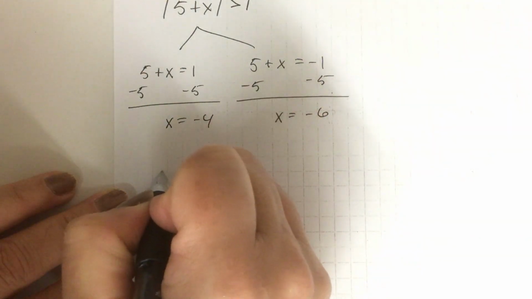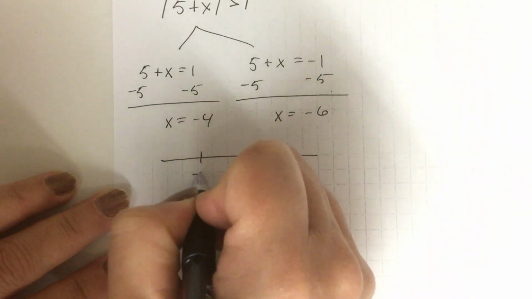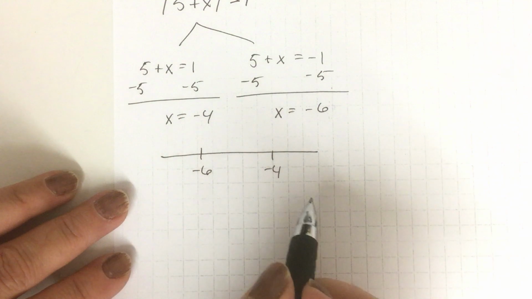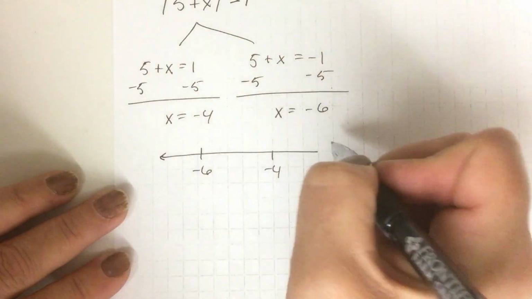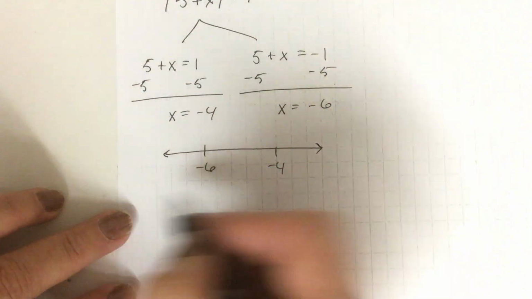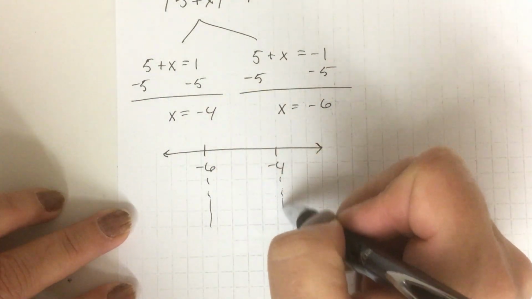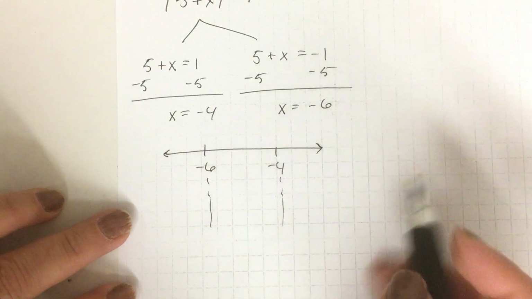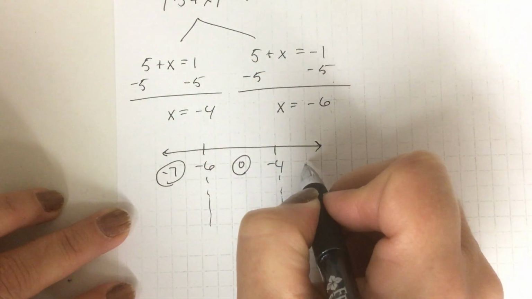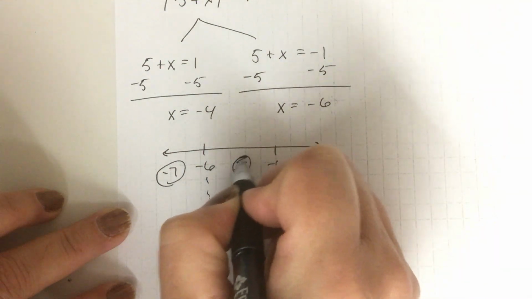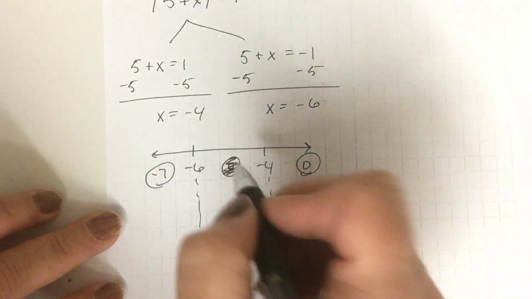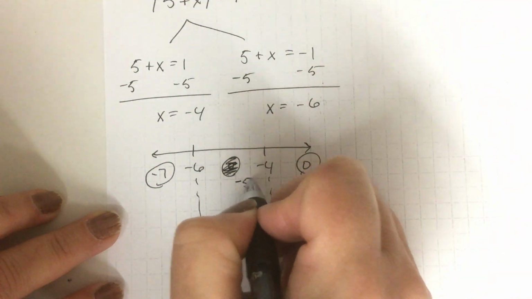Make sure you put them in the right order. So negative 6 is going to be over here. Negative 4 is going to be there because negative 6 is smaller than negative 4. There really should be arrows on here because that represents all the numbers in the world. Okay, so now I need to check numbers in each section. So I'm going to pick a negative 7, I'm going to pick a 0, and I'm going to pick, oh no, 0 isn't there. 0 would be over here because 0 is bigger than both of those. So I'm going to pick negative 5 in here.